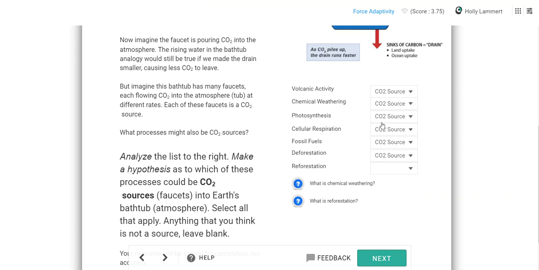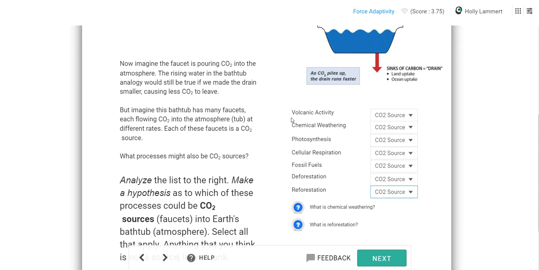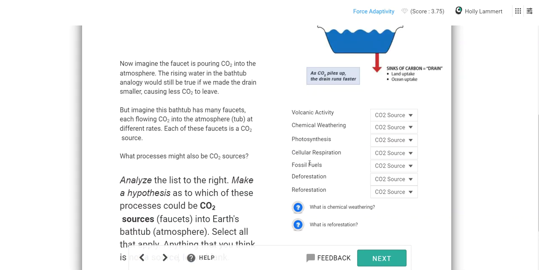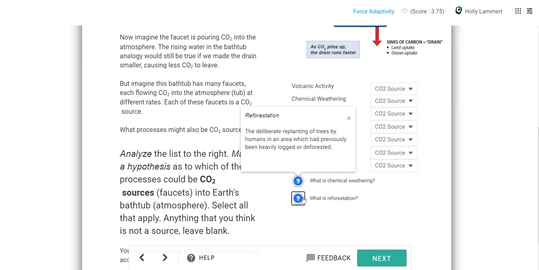Okay, so go ahead and select which ones you think of these are a source. Careful though, because once you select it, you can't unselect it. So make sure you're accurate in your hypothesis, although you're not going to be graded on whether or not that's right. But going through which one of these would actually put CO2 into the atmosphere? Volcanic activity, chemical weathering, photosynthesis. Would it put CO2 into the atmosphere or take it out? That's what you're thinking. Cellular respiration, fossil fuels, deforestation, cutting down trees, or reforestation, planting trees.